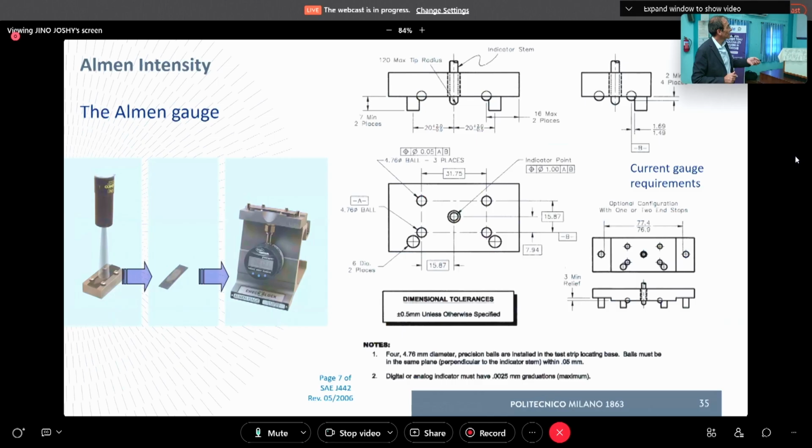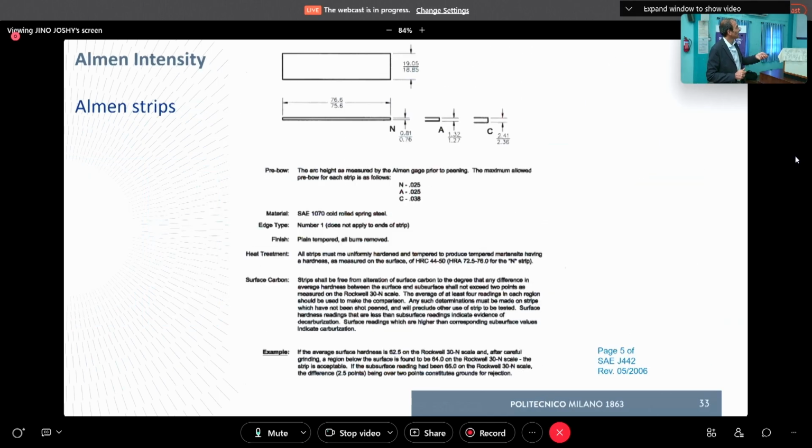Any question? Sir, any specific reason why we have used these three sheets, namely three strips, N, A, C? Any significance in slide number 33, where we are using three strips with varied thickness? So we have named them N, A, C. Any specific significance for it?